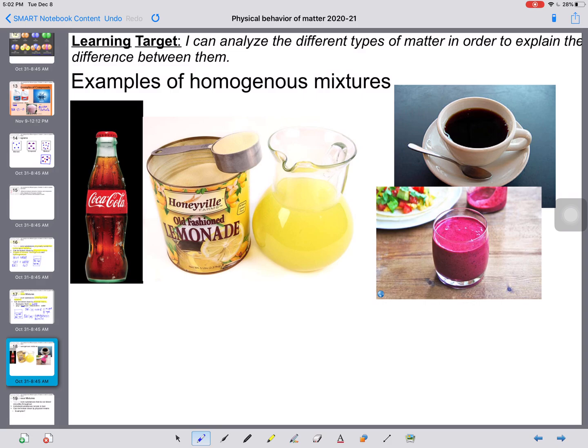Same thing with a smoothie. With a smoothie, let's say we put blueberries, raspberries, and bananas, okay? That's a mixture because it's 2 or more different things mixed together, physically mixed together. But when we blend it, that's when it becomes a homogeneous mixture because now there are no chunks in there, okay? It's blended and smooth and uniformly mixed together.